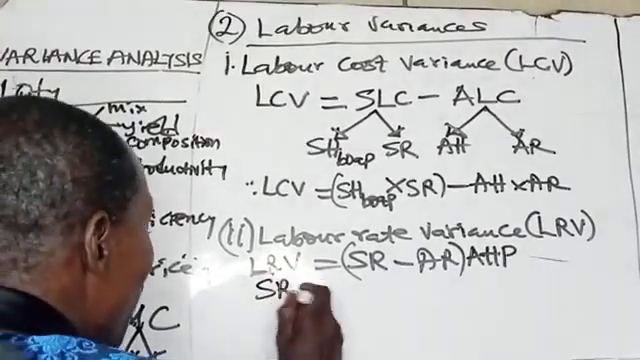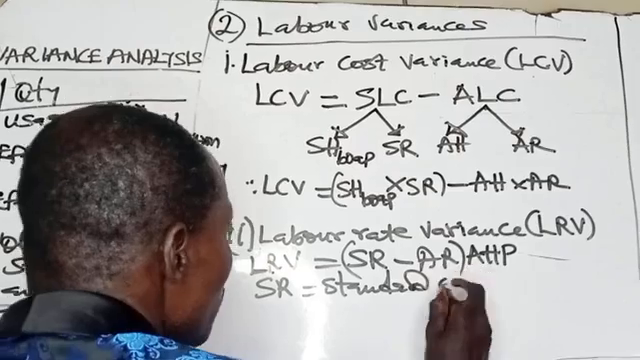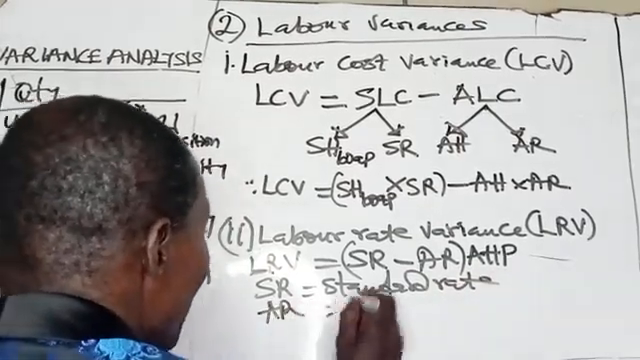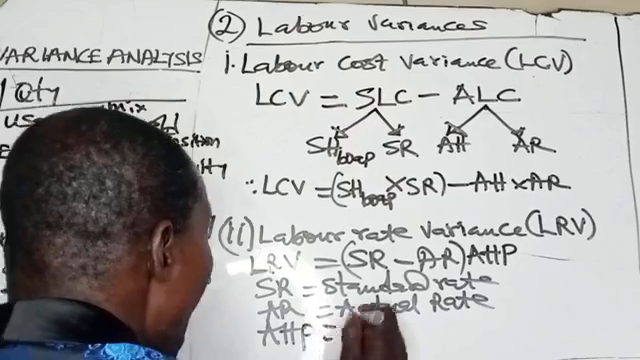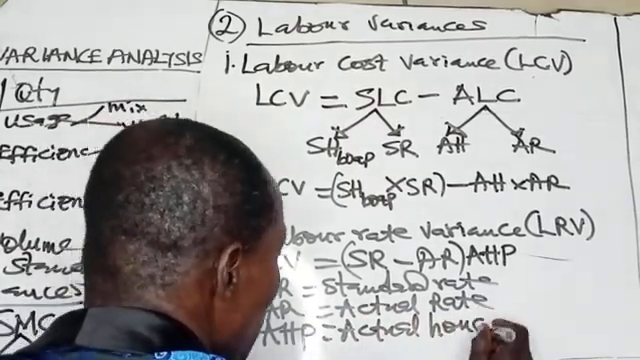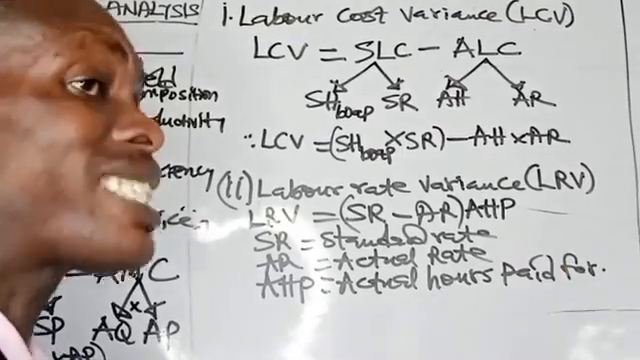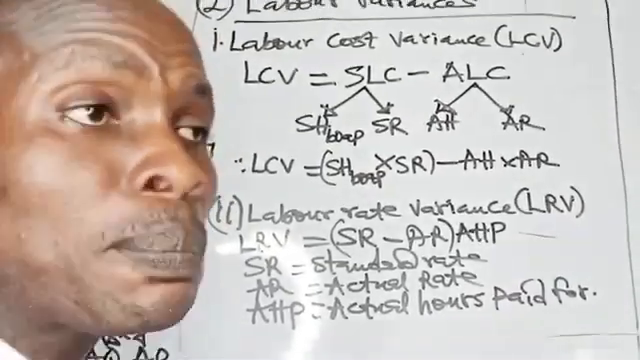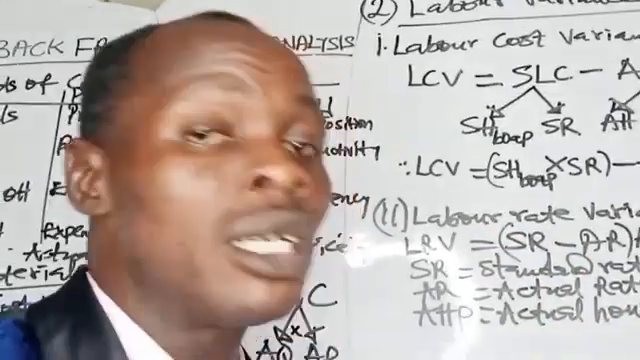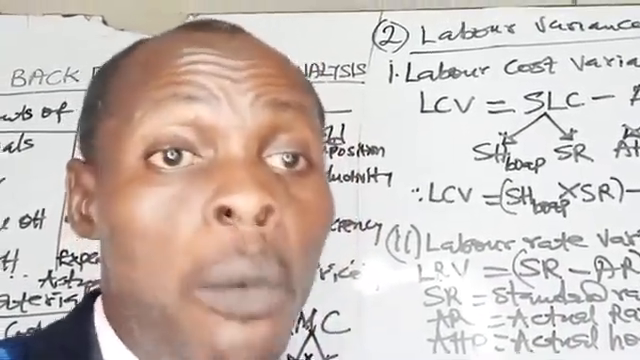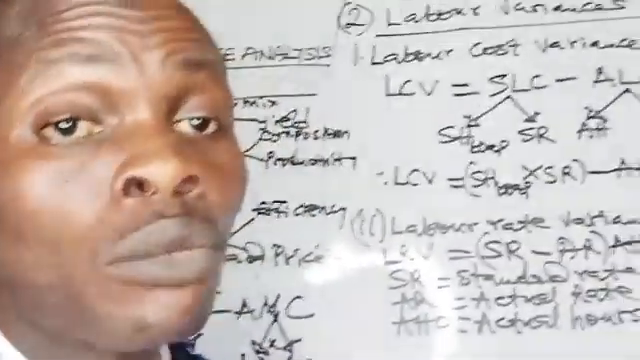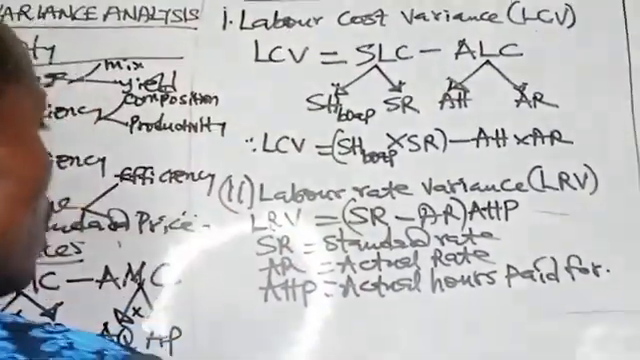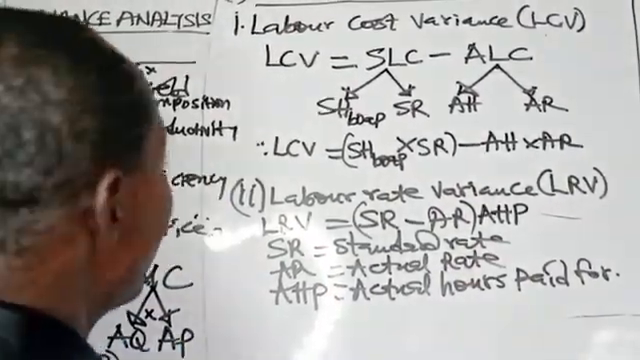So the SR stands for standard rate. The AR stands for actual rate. And the AHP stands for actual hours paid for. The hours paid for may not be the same as hours worked. If the hours paid for is more than the hours worked, that means there is an idle time. Idle time is the number of hours in which the workers are not engaged. It may be as a result of machine breakdown or power failure. Therefore, this is the formula for calculating labor rate variance.